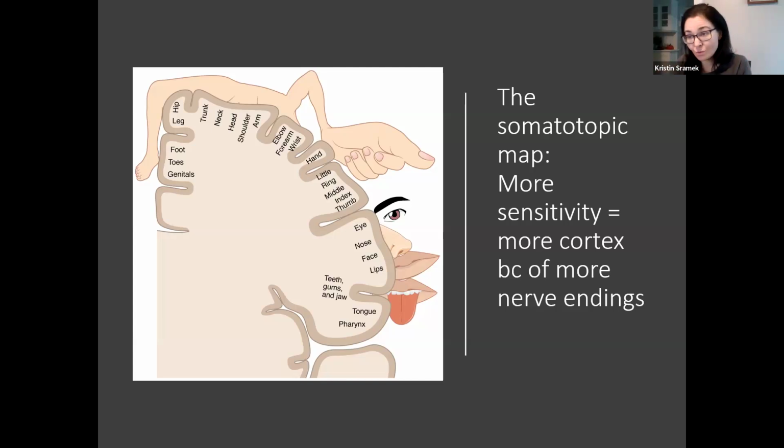So real estate, or the more cortex that you have for that region, means you have more sensitivity. Same thing for motor movement, right? If you have more movement, like you can move your mouth around in a lot of different ways, you can move your fingers around in a lot of different ways, you're going to have more cortex in the primary motor cortex because you need more nerve endings to be able to carry out that level of complexity.